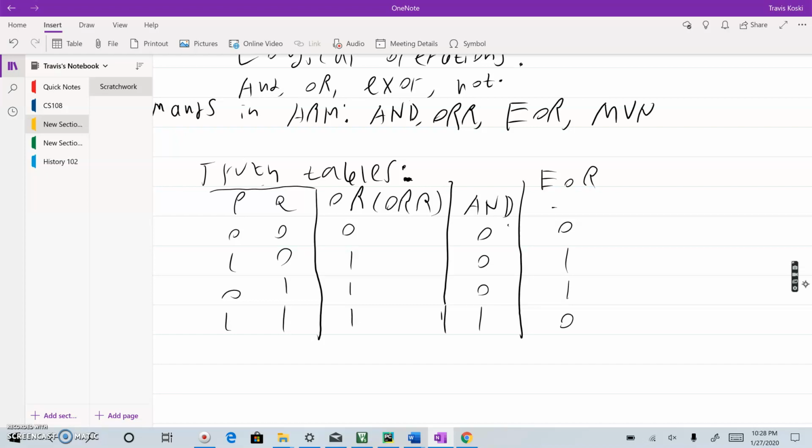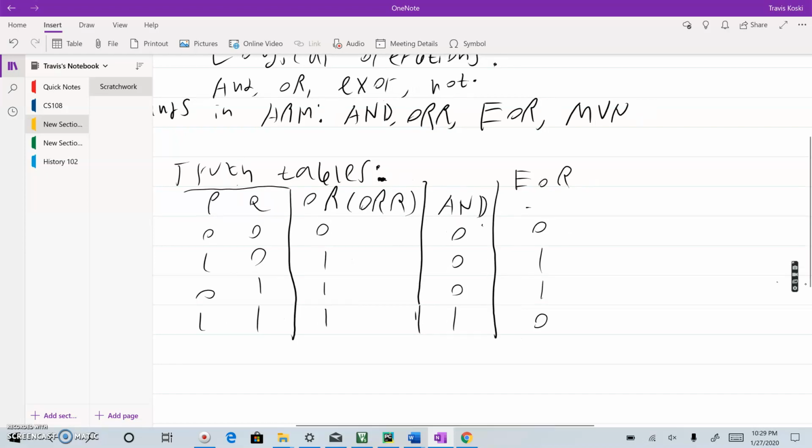And essentially what that means is you can't be both things at the same time. You can only be one or the other. So if you're both things at the same time, you're violating the rule of exclusion, exclusive. So the whole thing is going to be false. And NOT is just going to flip the bits. I'm not going to even bother writing it down because not 0 is 1 and not 1 is 0.